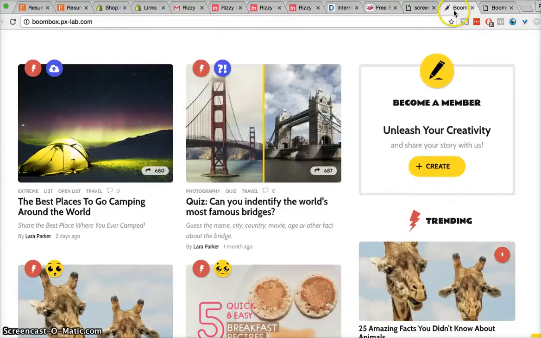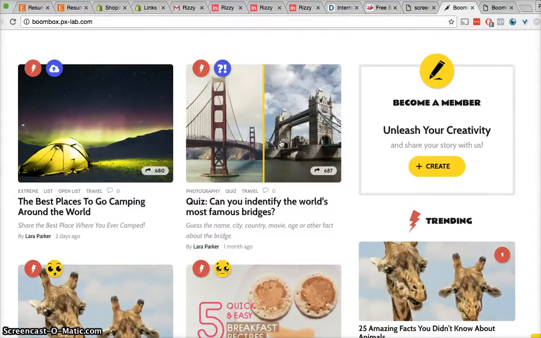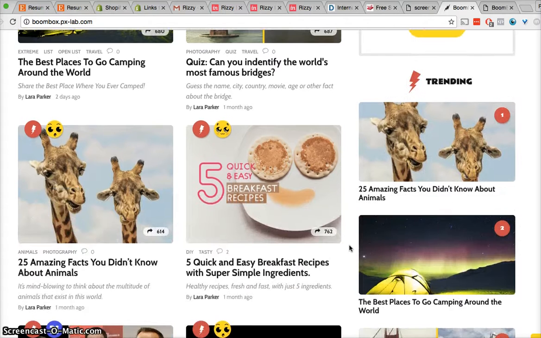But the third one that I want is the clock one. Now the clock icon is really important because it shows the customer, hey, it's a limited item. You know what I'm saying? And that can also create urgency, which store owners love.